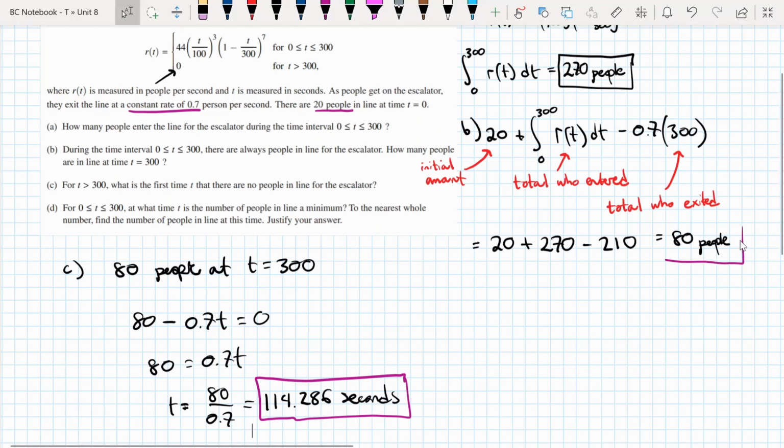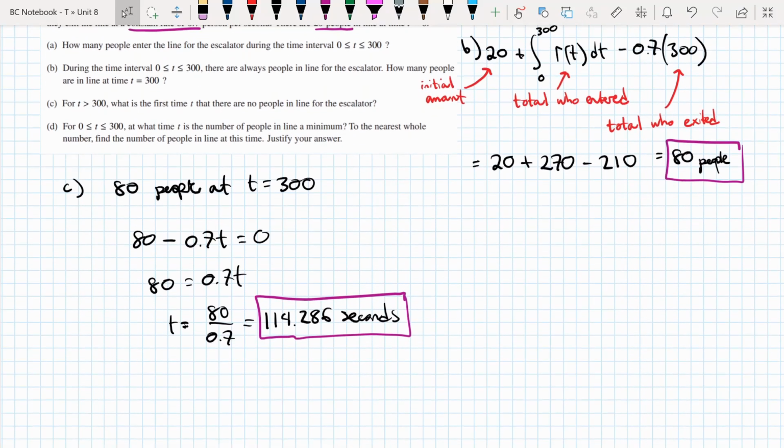Okay, let's answer part D, and let's end this video with the last question. A really common question you're going to see here is finding the absolute maximum or absolute minimum of some function given a rate in and a rate out. So we want to find the time at which the total number of people in line is a minimum.